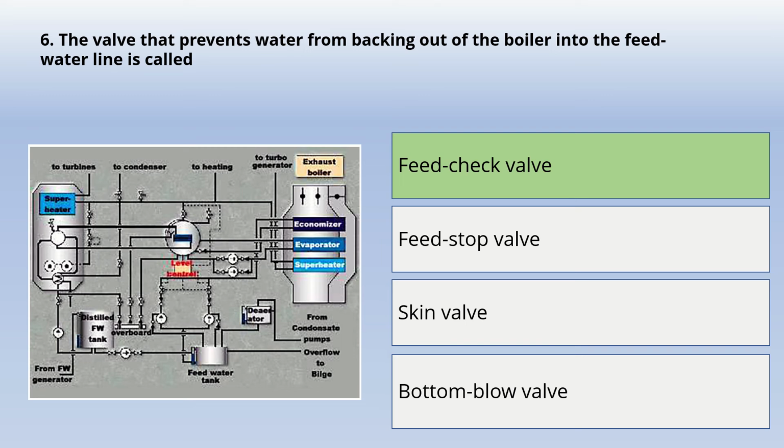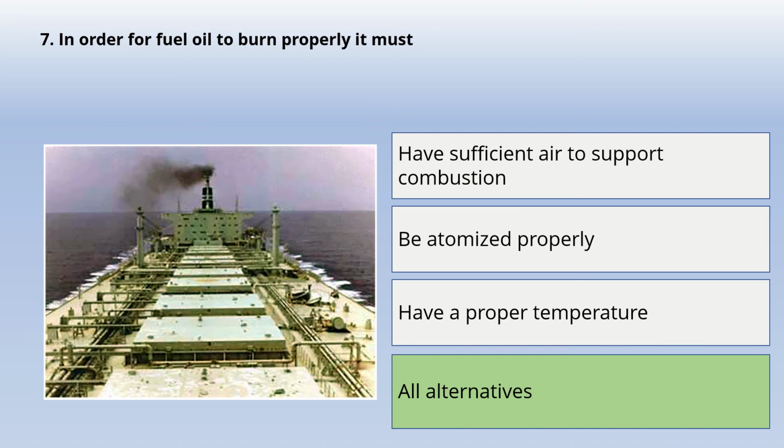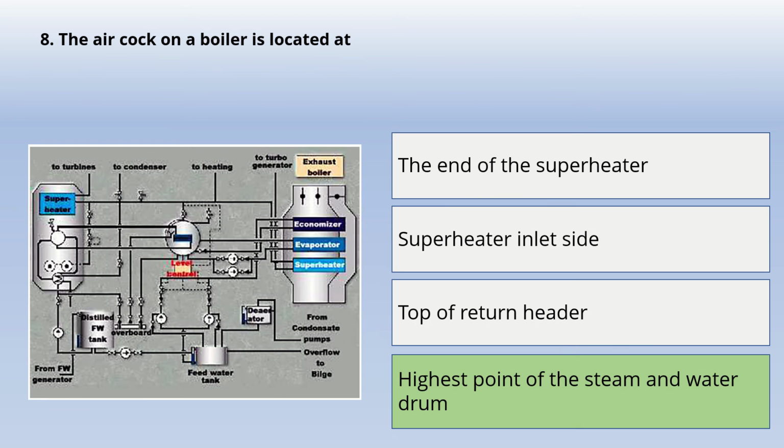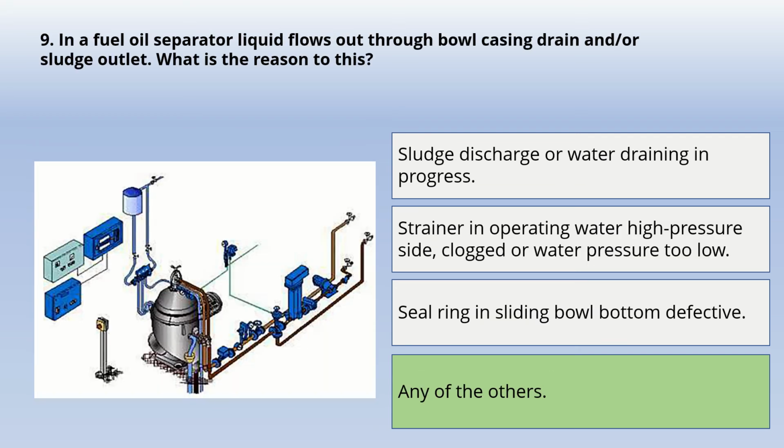The valve that prevents water from backing out of the boiler into the feed water line is called feed check valve. In order for fuel oil to burn properly, it must have sufficient air to support combustion, be atomized properly, have a proper temperature. The air cock on a boiler is located at the highest point of the steam and water drum. In a fuel oil separator, liquid flows out through bowl casing, drain or sludge outlet. What is the reason to this? Sludge discharge or water draining in progress, strainer in operating water, high pressure side clogged or water pressure too low, seal ring in sliding bowl bottom defective.